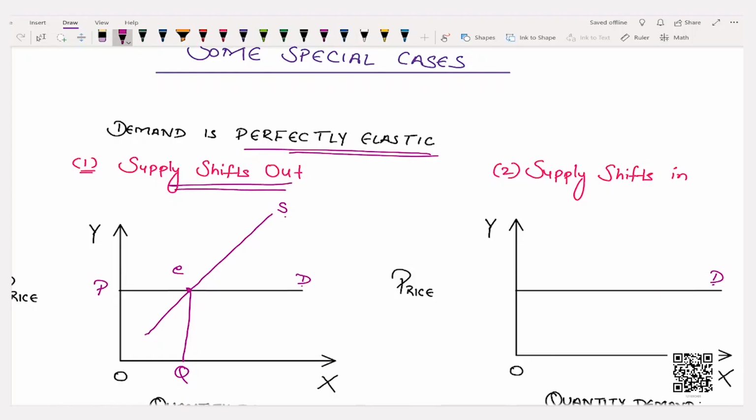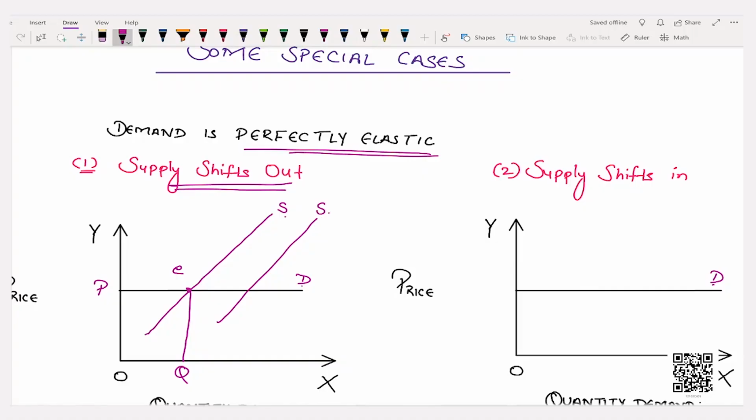Now we have to ascertain the effect on the equilibrium point, equilibrium price and equilibrium quantity. When supply shifts out, this means that supply will shift towards the right. So let's shift the supply curve rightwards from S to S1. This will be my new equilibrium point, where equilibrium quantity will increase from OQ to OQ1, but my equilibrium price will remain constant. So in this case, price does not change, but the quantity increases.